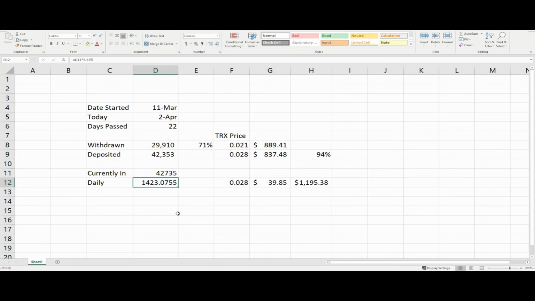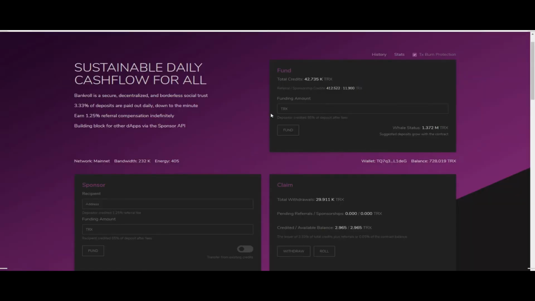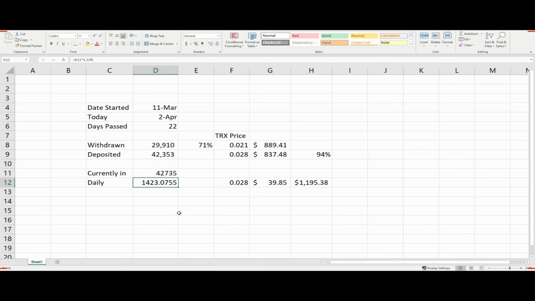And that's gonna give me a daily return of 3.33%. That's gonna give me a daily payout of 1,423 Tron. At this price, today's price, it's $39 per day. So that means $1,195 per month at this rate.